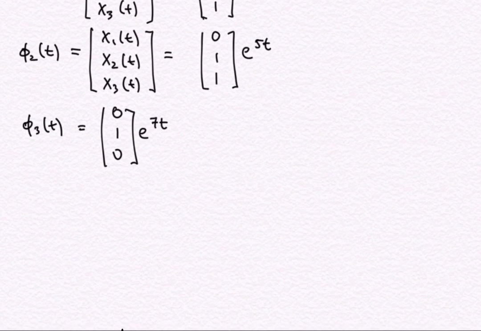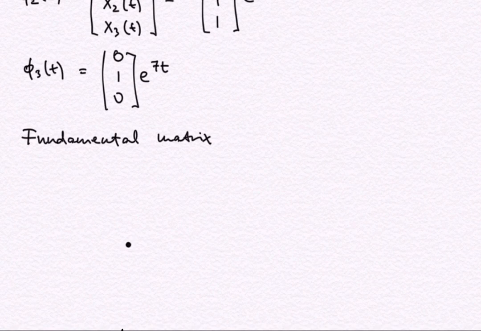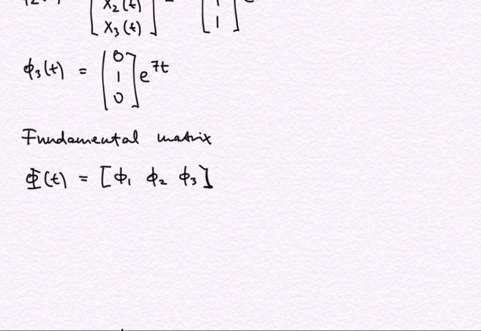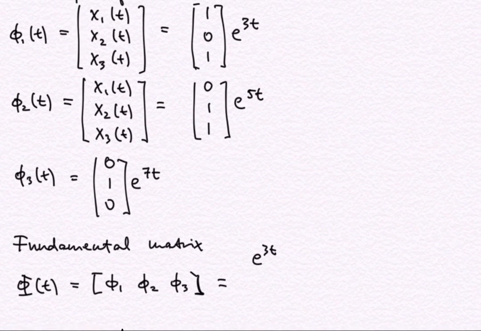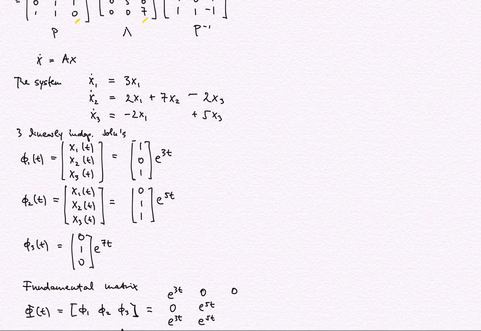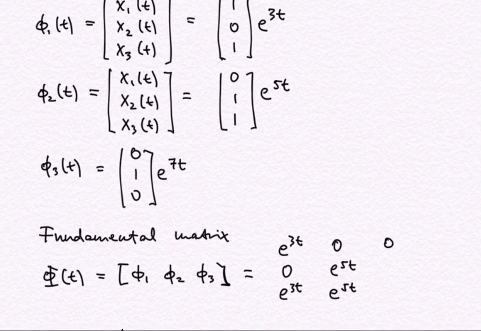Then we collect these three linearly independent solutions in the fundamental matrix. The fundamental matrix, which I now call capital Phi of t, is the matrix that has the three linearly independent solutions in the columns. So if I write these out, I get e to the 3t, 0, e to the 3t, I get 0, e to the 5t, e to the 5t, and I get 0, e to the 7t, and 0. This is the fundamental matrix.